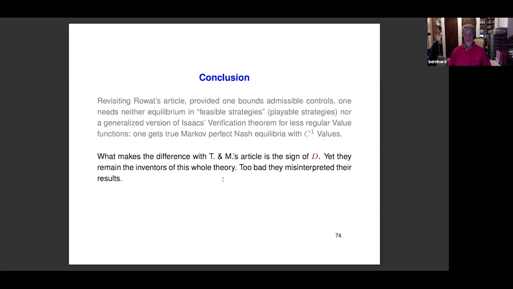The main difference with Tsutsui and Mino is that they were unlucky and they had the wrong sign for the determinant of the matrix of quadratic terms in the payoff. It was negative, and therefore their two solutions of the Riccati equation have the same sign, and this is what ruins their analysis. So it's just bad luck, yet I say they remain the inventors of this whole theory. It's just too bad that they misinterpreted their results.